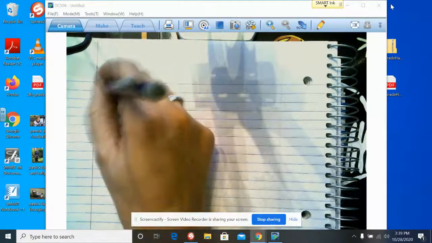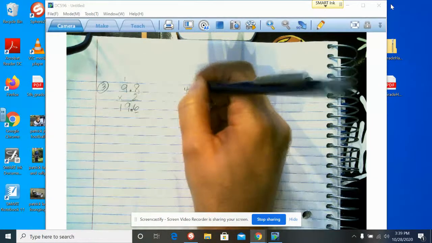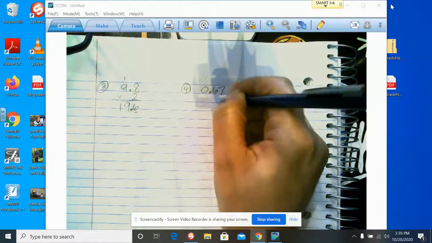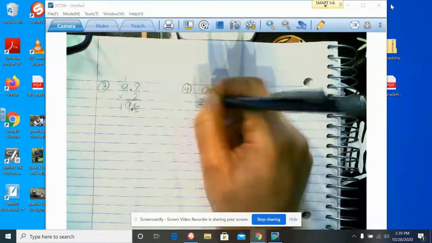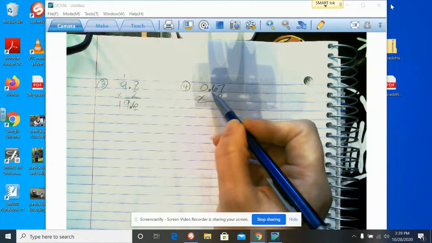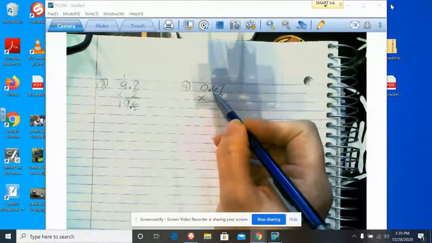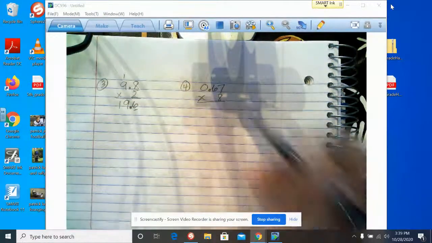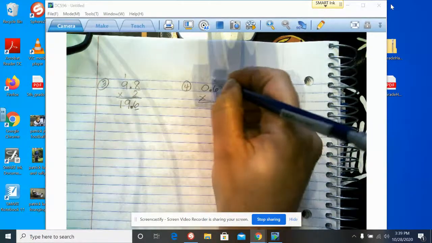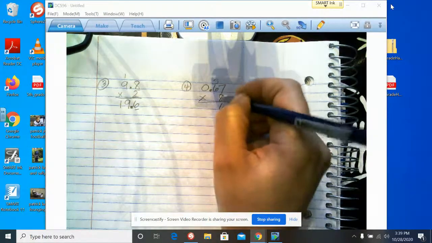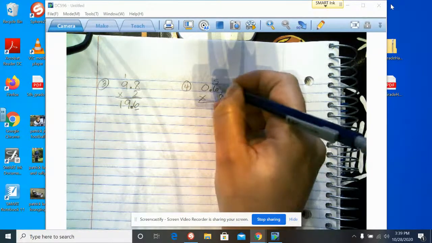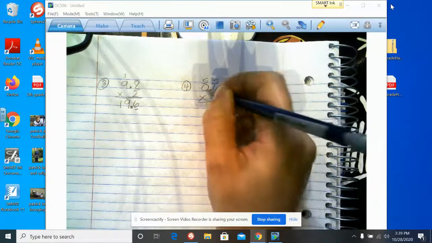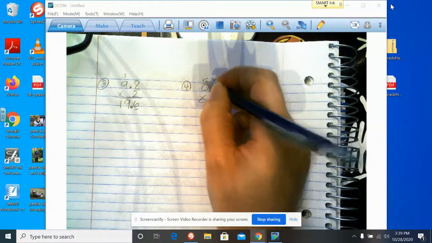That's number 3 in the guided practice. Number 4, 0 and 67 hundredths times 8. Now notice 0 and 67 hundredths is a lesser number than 8, but it has more digits, so it has to go on top. 8 times 7 is 56. 8 times 6 is 48, plus 5 is 53. 8 times 0 is 0, plus 5 is 5.